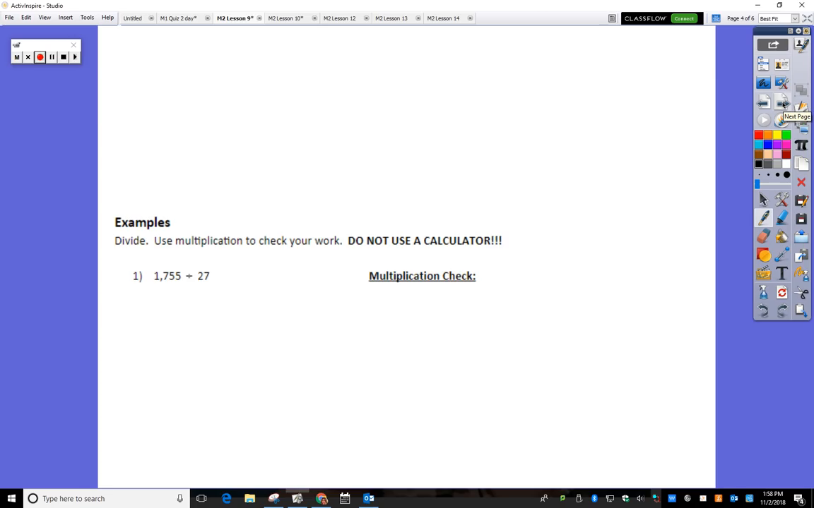Okay, so we're going to look at some examples. We are going to divide and use multiplication to check our work. Notice it says do not use a calculator. This is one of our fluencies, and we do not use calculators for fluencies.